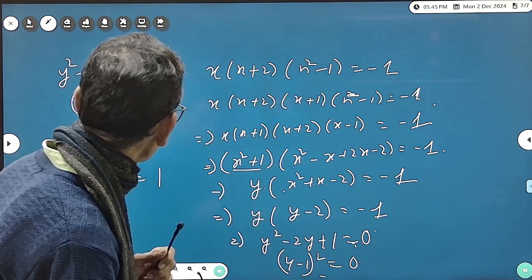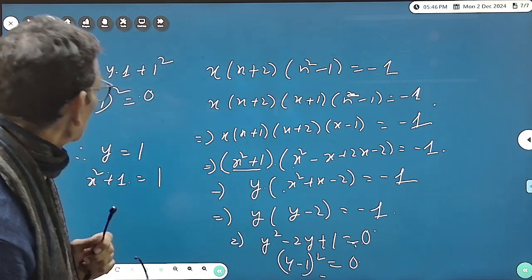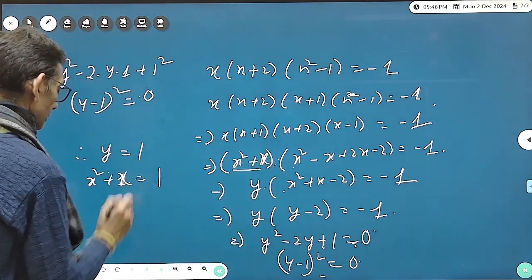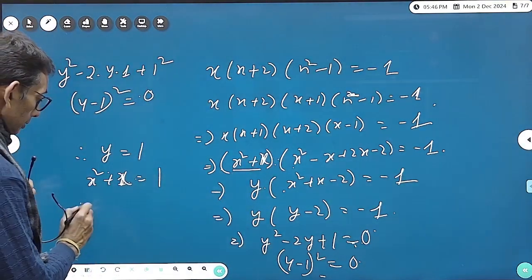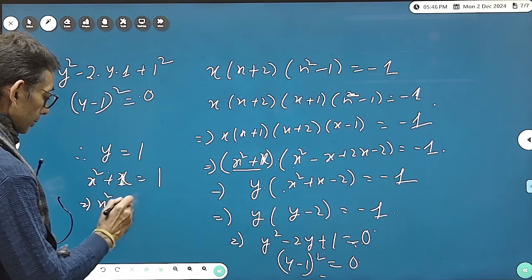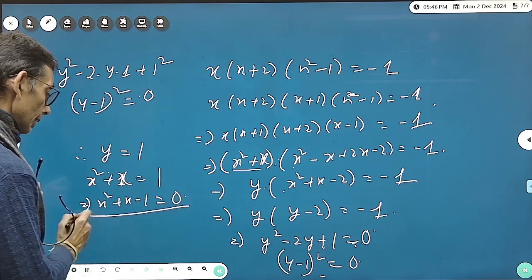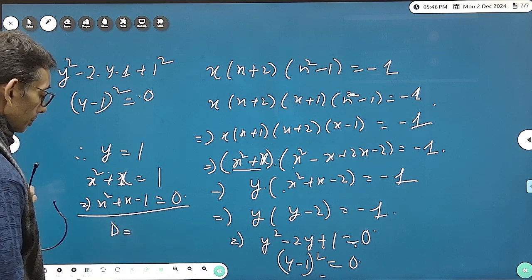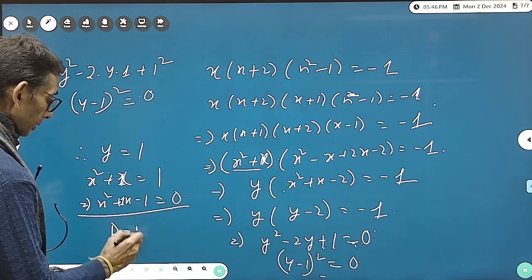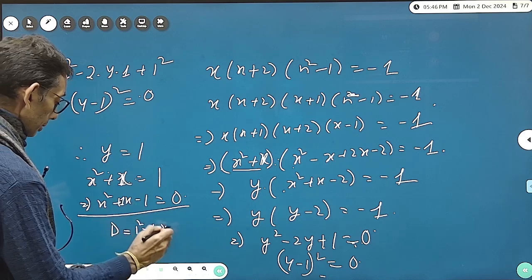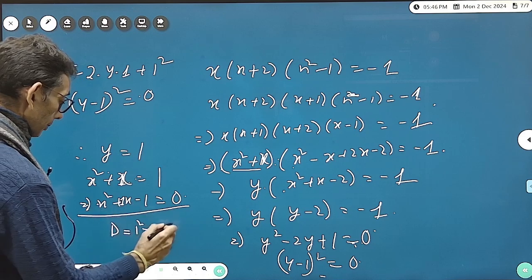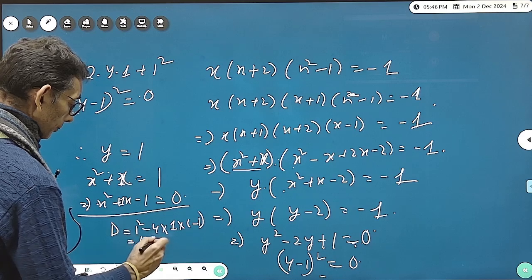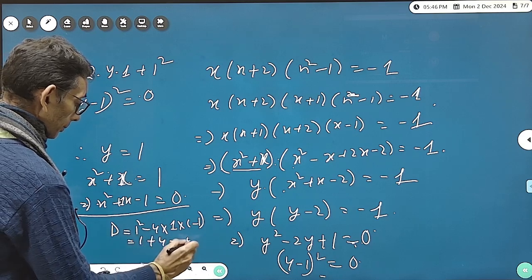Y square value, it is x. Yeah, this will be x, right? So it will be x square plus x minus 1 equal to 0. Yes. Now d is equal to discriminant, which is b square minus 4ac. B is 1, so 1 square minus 4 into 1, x square coefficient 1 and c is minus 1, is equal to 1 plus 4 equal to 5.